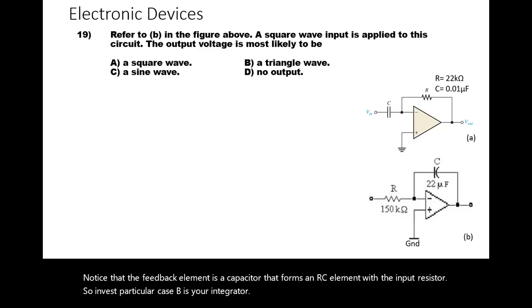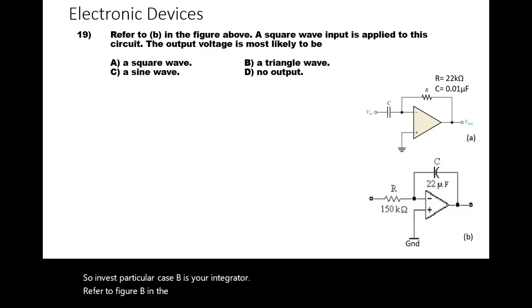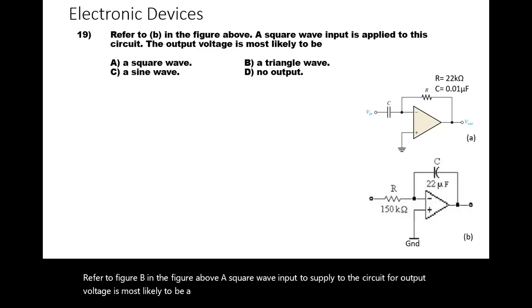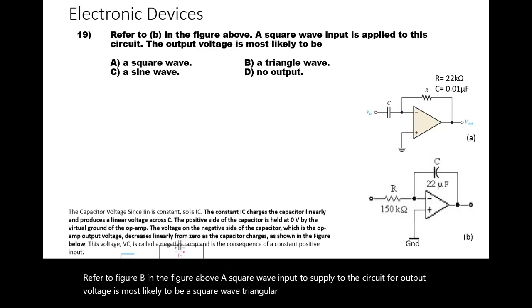Refer to figure B in the figure above. A square wave input is applied to the circuit. The output voltage is most likely to be a square wave, triangular wave, sine wave, no output.